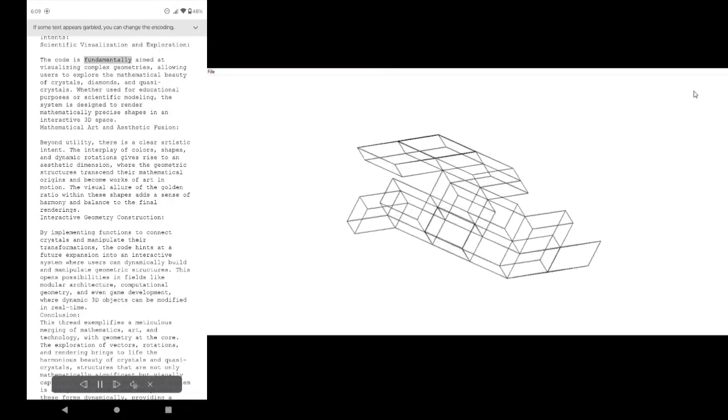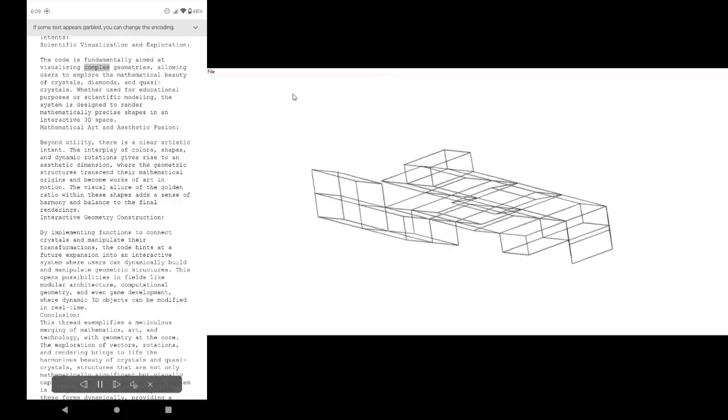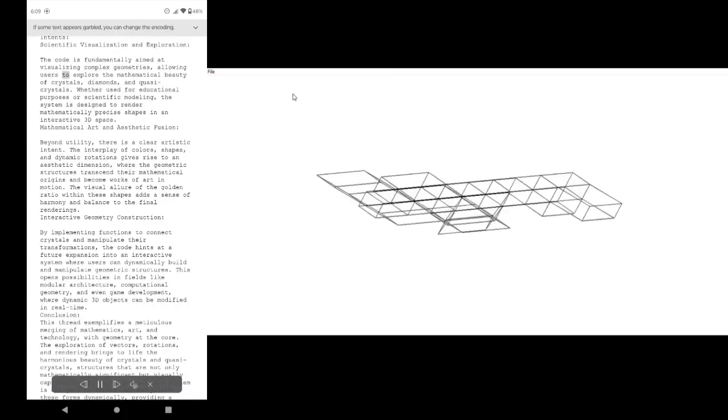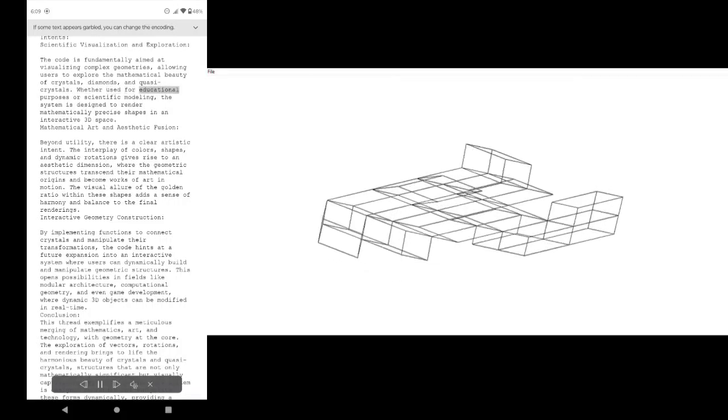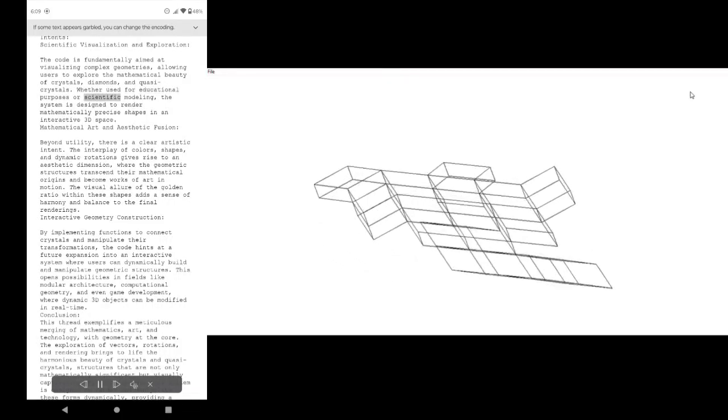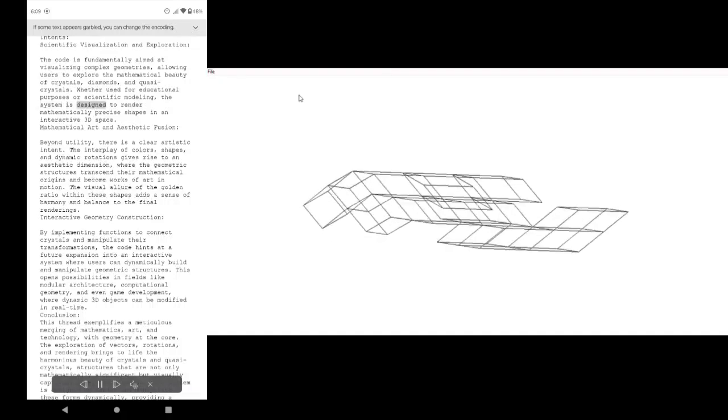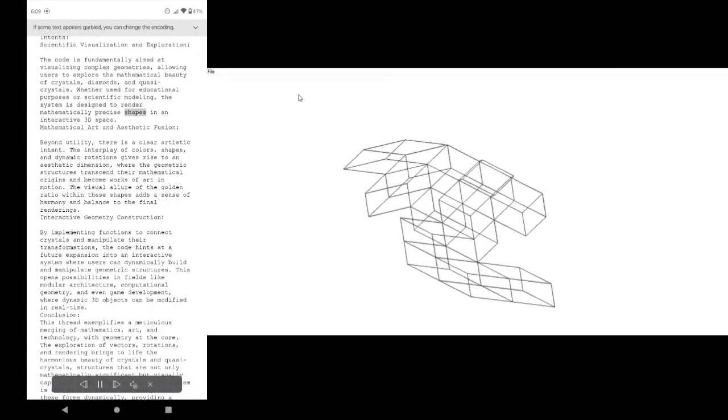Scientific visualization and exploration. The code is fundamentally aimed at visualizing complex geometries, allowing users to explore the mathematical beauty of crystals, diamonds, and quasicrystals. Whether used for educational purposes or scientific modeling, the system is designed to render mathematically precise shapes in an interactive 3D space.